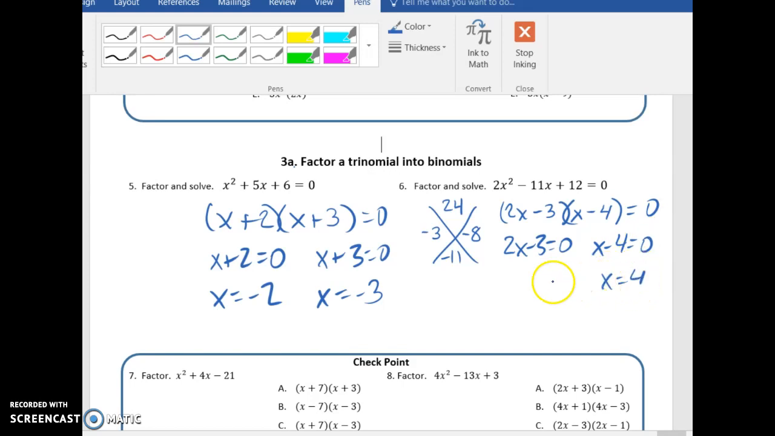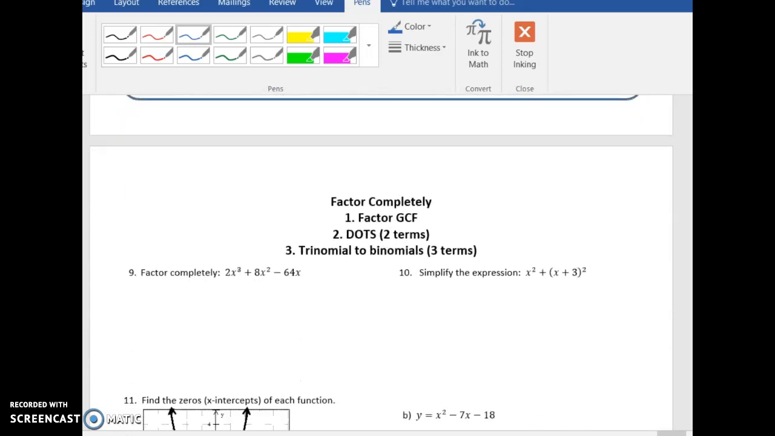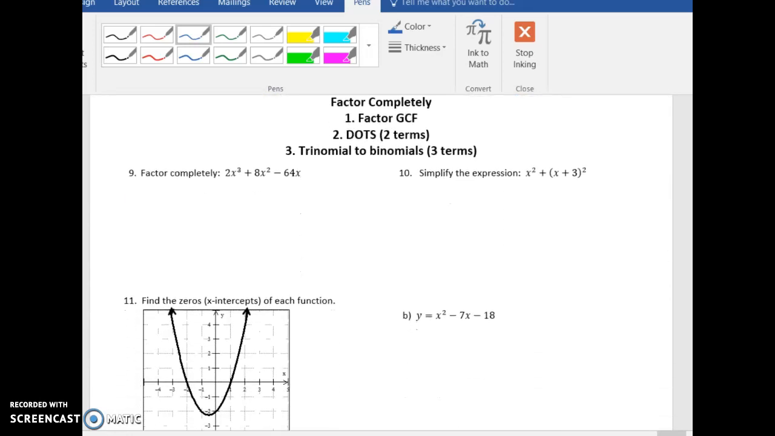So that one is x equals 4. This one is going to be x equals 3/2. And then you're going to want to go ahead and do those two checkpoints so that you're ready. But we're going to move on to this side.